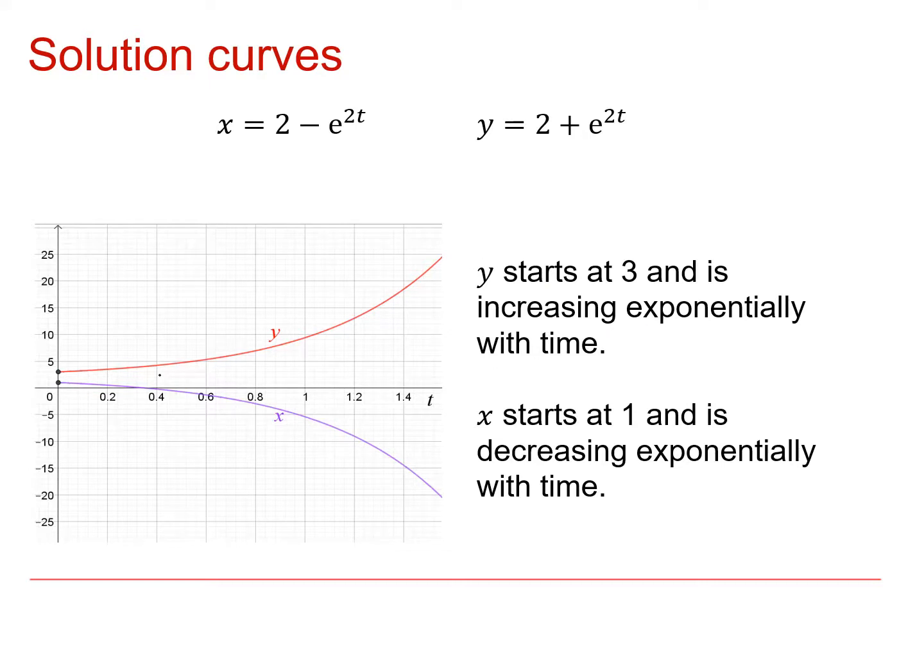That's the red curve. And the blue curve, x, starts at 1 and it drops through at around 0.35 here. Starts at 1 and it decreases exponentially with time.